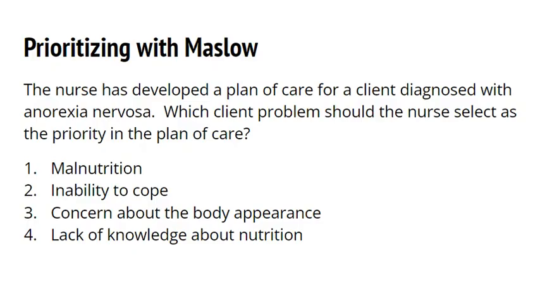Is that physiological or psychological? Malnutrition is physiological. Inability to cope is psychological. Concern about body appearance is psychological. Lack of knowledge about nutrition is also psychological. So we have 3 psych and 1 physio. Does my physio make sense? Absolutely. Malnutrition is definitely a concern with a patient with anorexia. My answer is number 1.